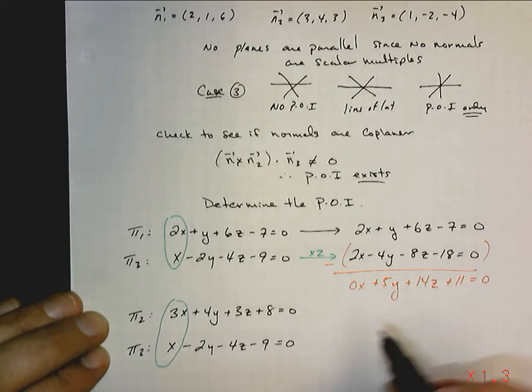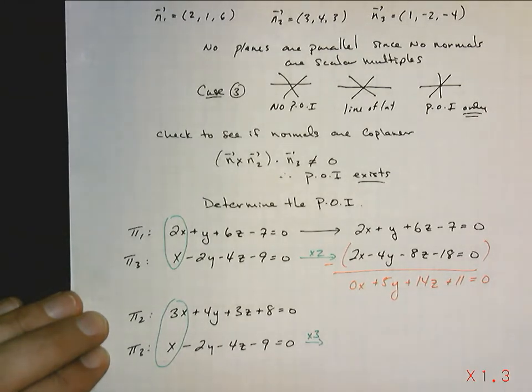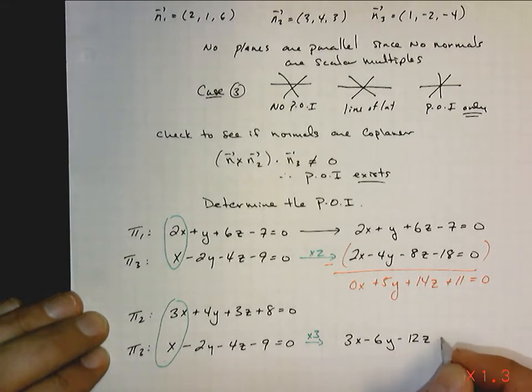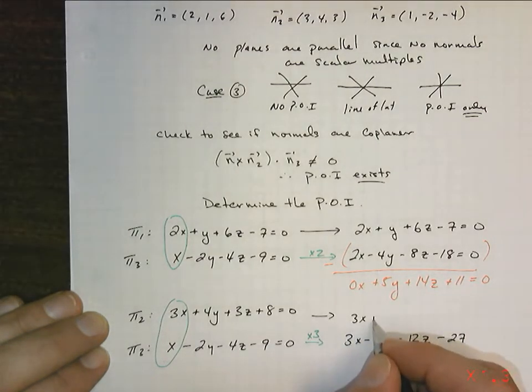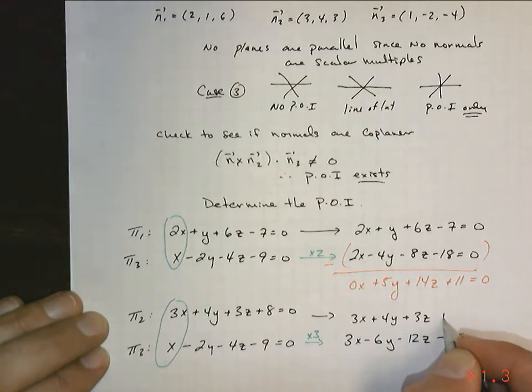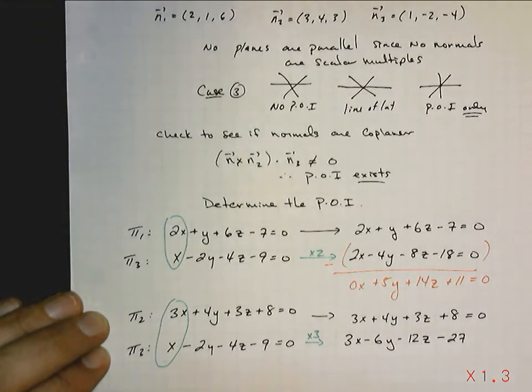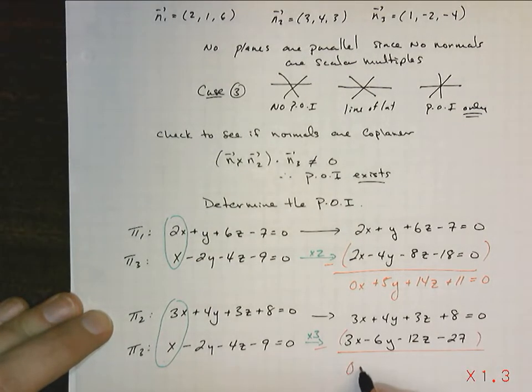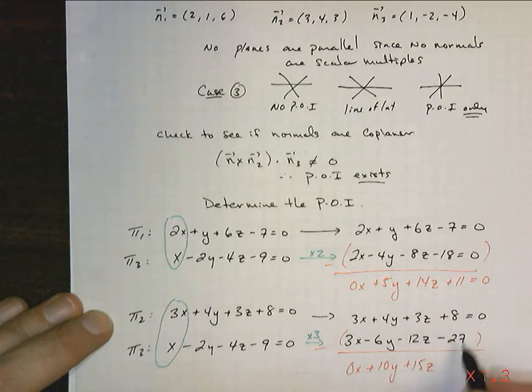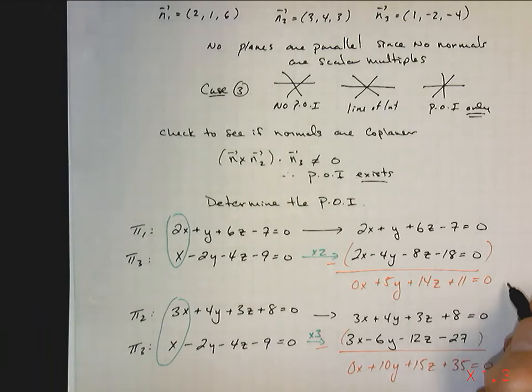And so I'm going to multiply this one by 3. And it's going to leave me with 3x minus 6y minus 12z minus 27. The top just comes across: 3x plus 4y plus 3z plus 8 equals 0. All right. Subtract: 0x plus 10y plus 15z plus 35 equals 0. So we're going to call this equation 4, and we'll call this equation 5.